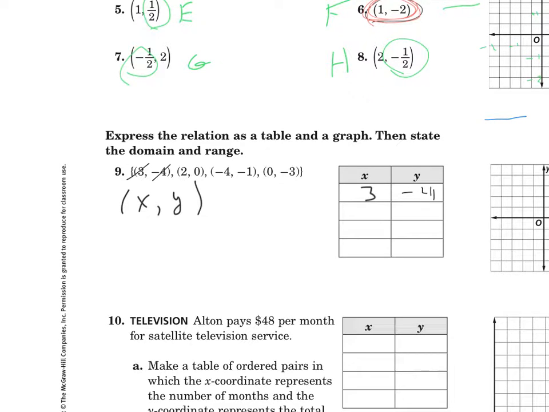Here would be the 4. And then the x is 2 and the y is 0. Go there and there. The negative 4 and the negative 1 go there and there. And the 0 and the negative 3 go there and there.